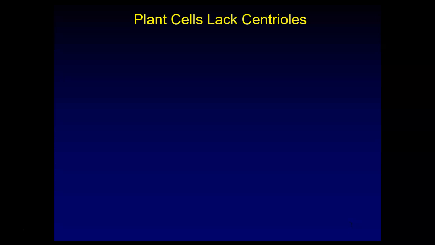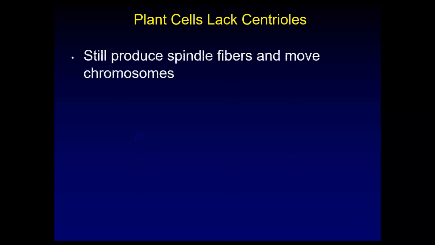Plant cells, we said, lack centrioles. So even though the centrioles aren't present, and if you remember, we said centrioles' job was to create spindle fibers, they still create those spindle fibers, even though the centrioles are not present. And remember, the spindle fiber's job was to help separate chromosomes.